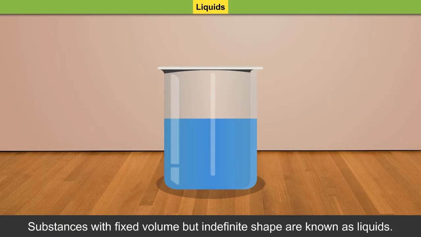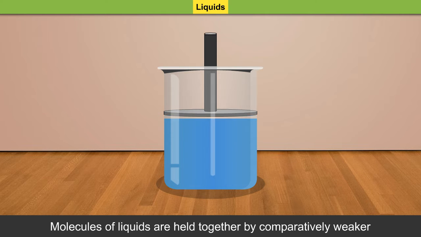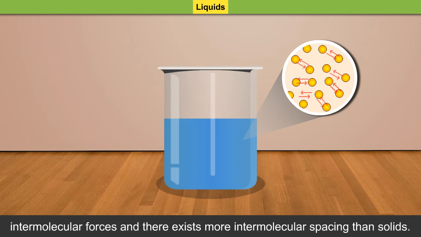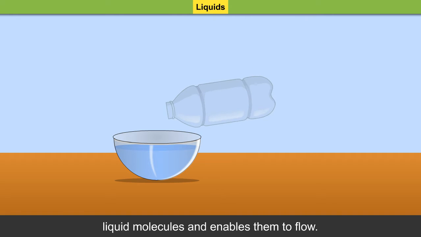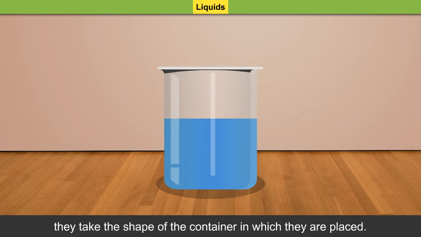Liquids. Substances with fixed volume but indefinite shape are known as liquids. Liquids occupy definite space and are slightly compressible at high pressure. Molecules of liquids are held together by comparatively weaker intermolecular forces, and there exists more intermolecular spacing than solids. The intermolecular spacing adds flexibility to liquid molecules and enables them to flow. That is why liquids have no definite shape. Due to their ability to flow, they take the shape of the container in which they are placed.